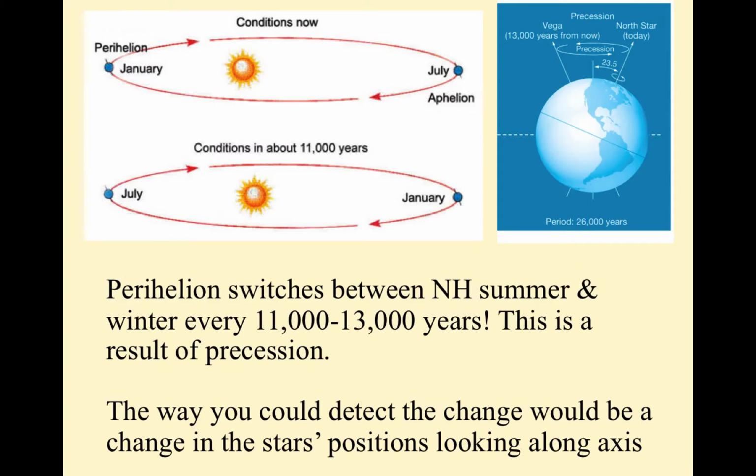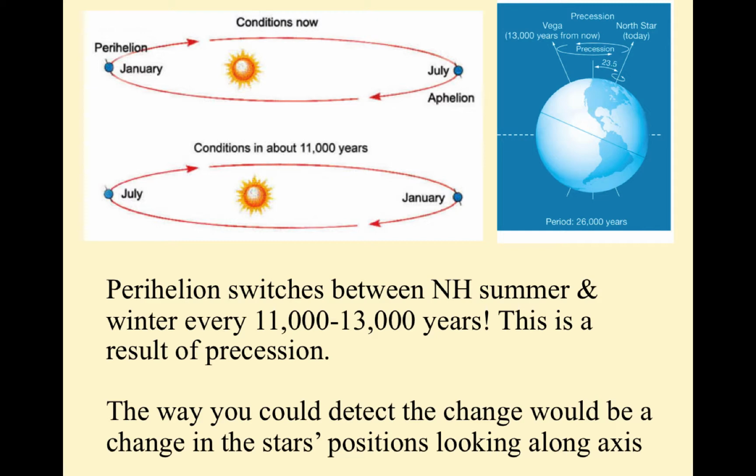So perihelion switches between Northern Hemisphere summer and winter every about 11 to 13,000 years. This is a result of that wobbly nature of the Earth, and this is a result of the precessional cycle. The way you could detect this would be looking at the change in the star's position over time, looking along the axis.